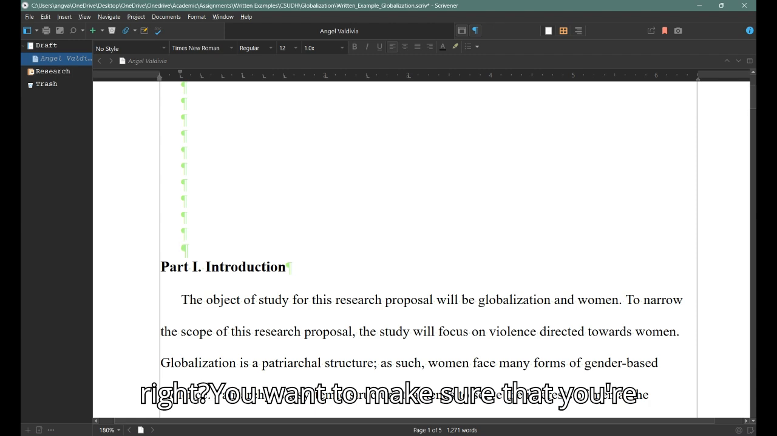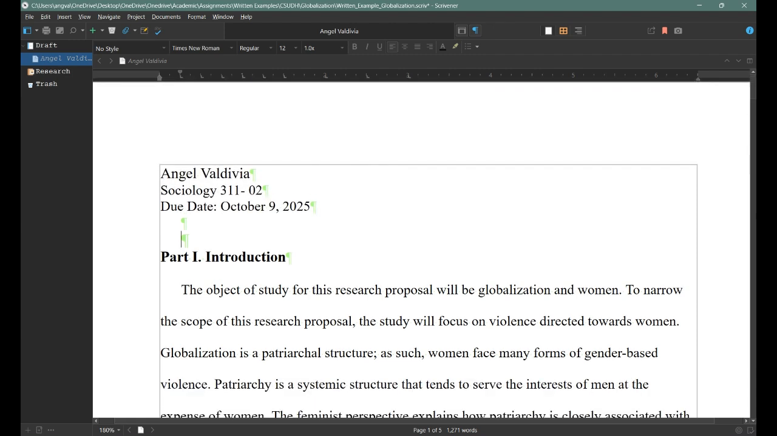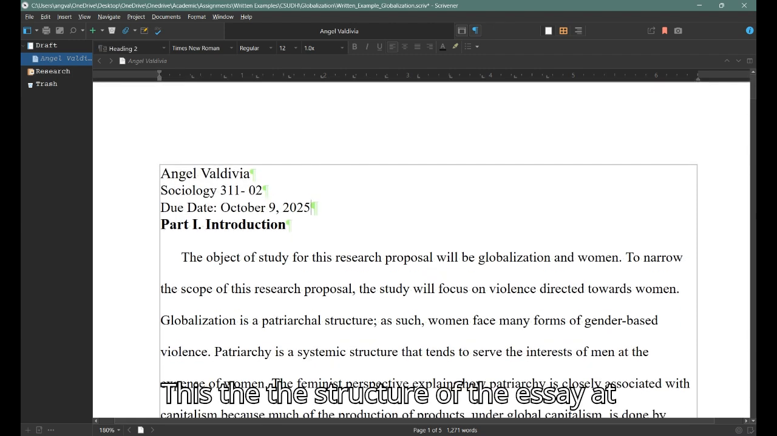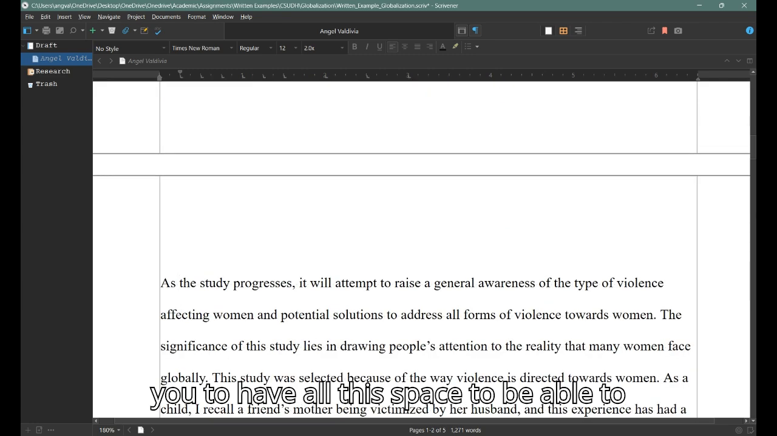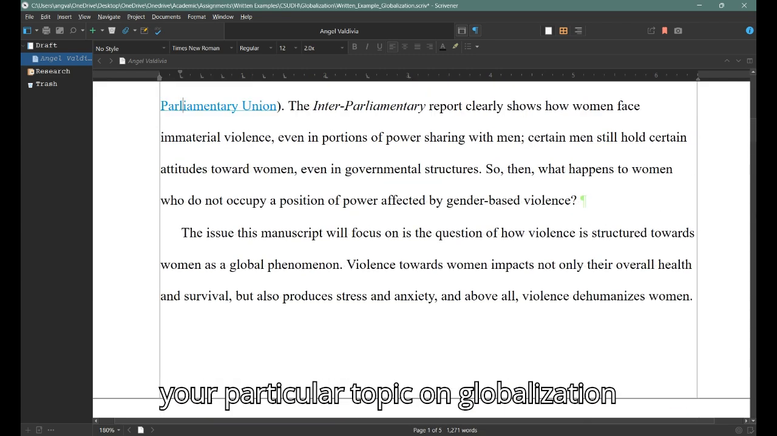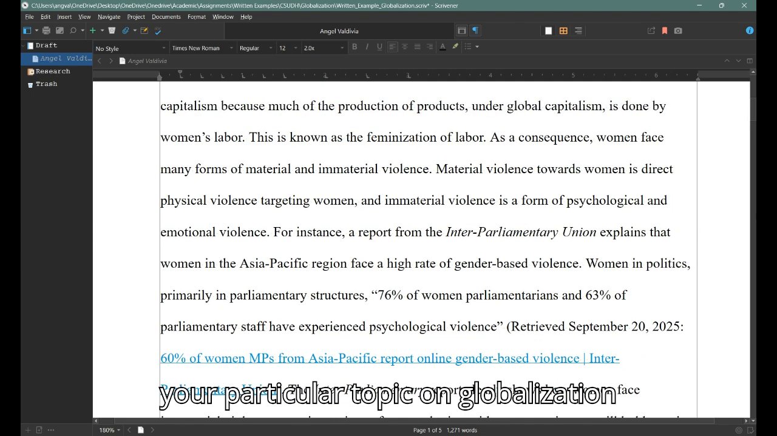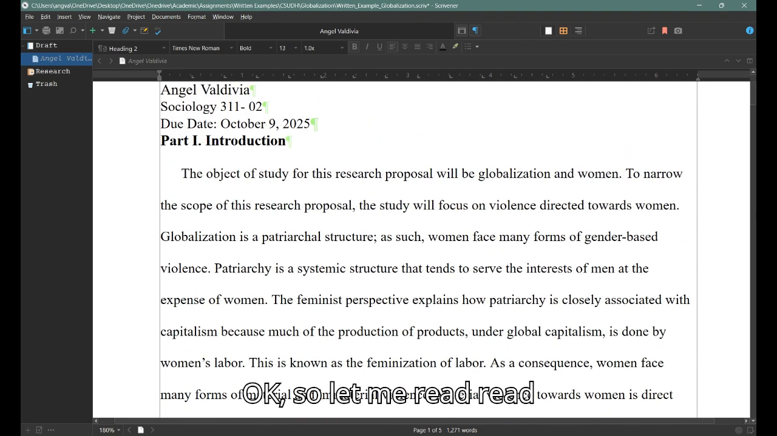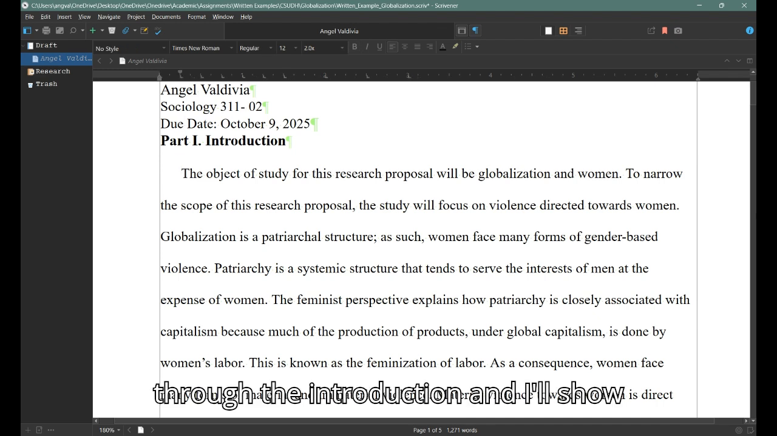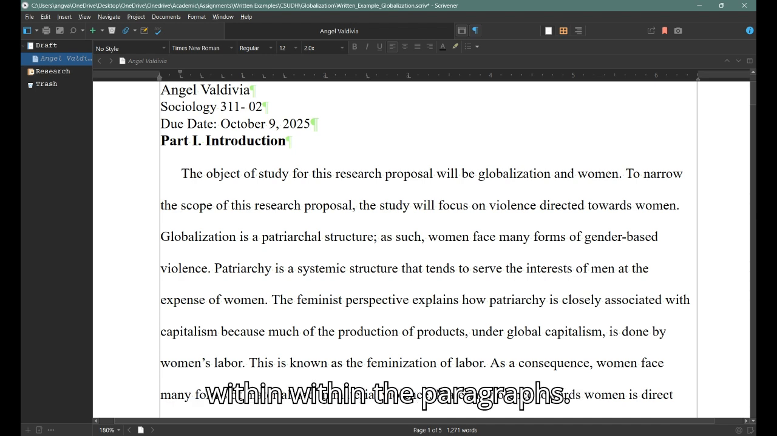All right. You want to make sure that you're able to have the structure of the essay at the very top, and then it allows you to have all this space to be able to write down your brilliant ideas about your particular topic on globalization and whatever issue you selected. Okay, so let me read through the introduction, and I'll show you where each section sort of lays within the paragraphs.